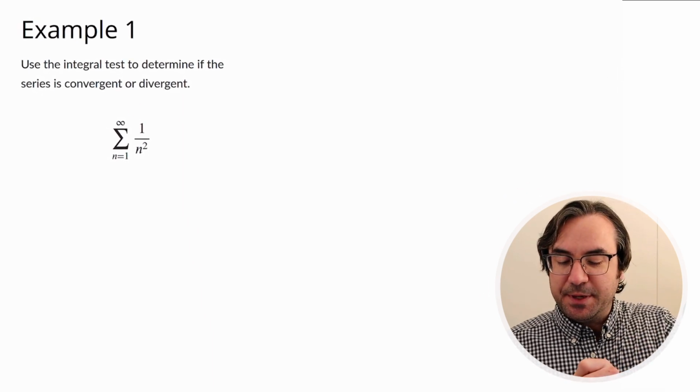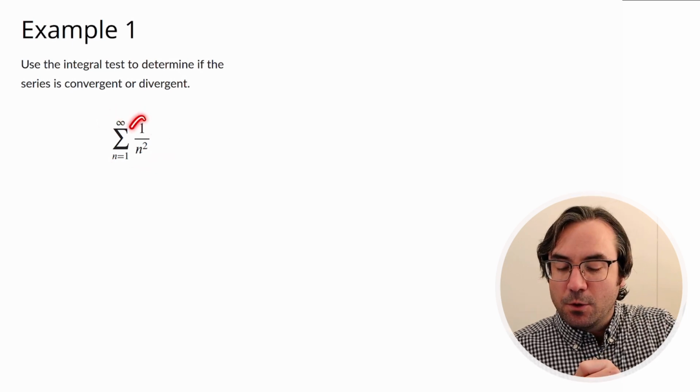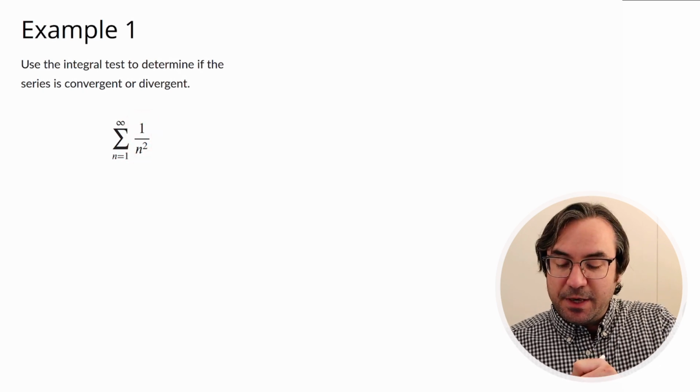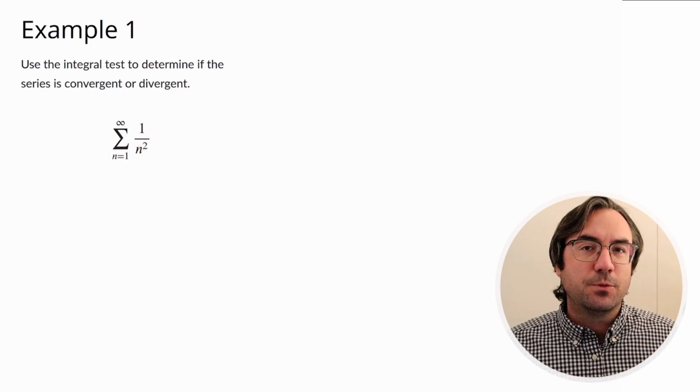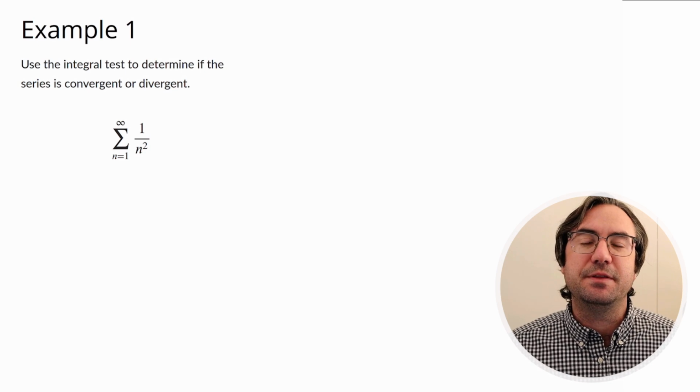So we're going to look at this p-series, the sum from n equals 1 to infinity, 1 over n squared. So this is a p-series. The p-value here is 2. So we already know this is going to be a convergent p-series. But let's actually prove it using the integral test.